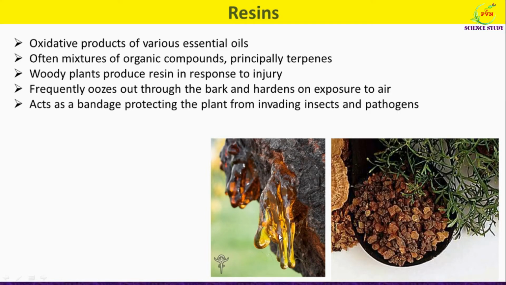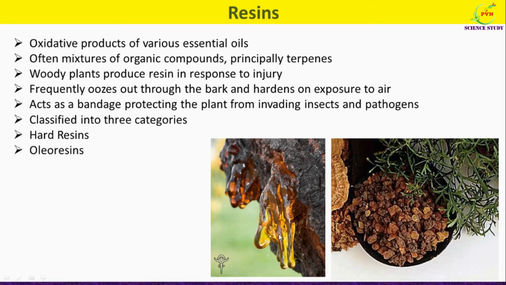Resin acts as a bandage, protecting the plant from invading insects and pathogens. Resins are classified into three categories, such as hard resin. Hard resins are solid, tasteless, transparent substances. Second is oleoresins. Oleoresins are liquid in nature and contain considerable essential oil content. Third, gum resins. They look like gum, so they are called gum resins.